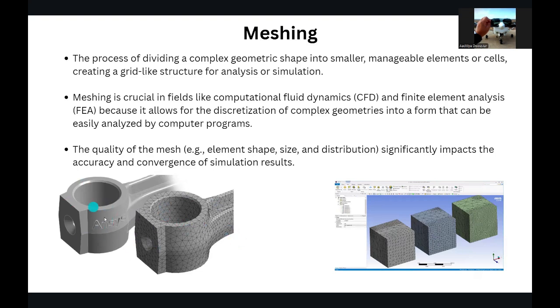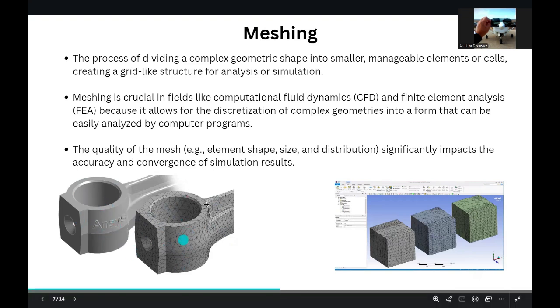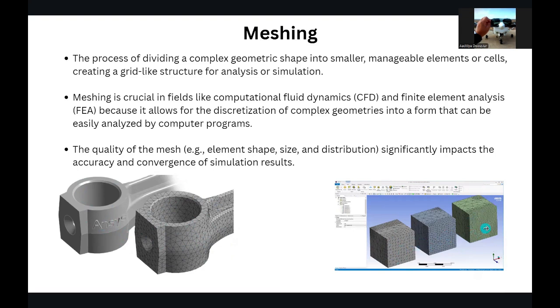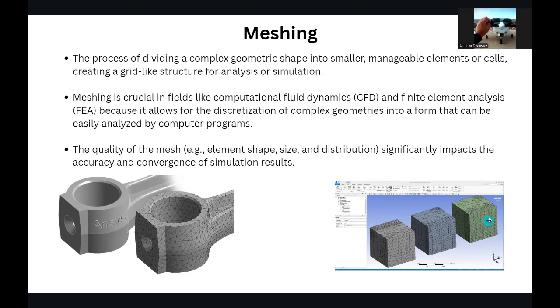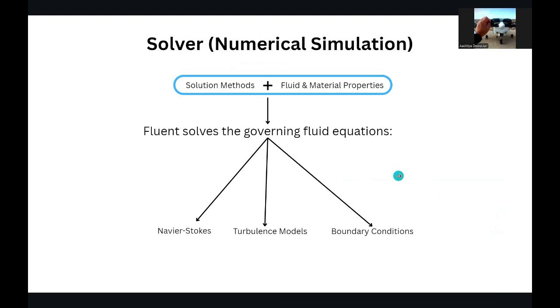In this, as you can see here, this geometry is a computerized geometry, and we perform meshing, and this is how a mesh looks. Here are some different types of meshing, like this one and this one. On this side, it represents how the element size affects the mesh. So this is a coarse mesh, this is a moderate mesh, and this is a fine mesh. If you run simulations on these three, the simulation with this one is going to be the most accurate. Now the second step is solving, or the solver, the numerical simulation.